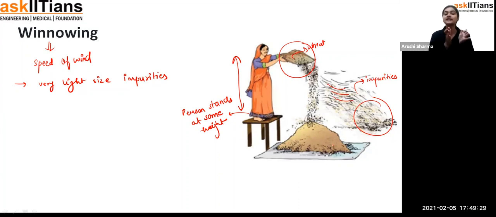So that's how, students, this winnowing method is used with the help of the wind, so that the very light size impurities are separated out from the crops. This is the winnowing method, and it is done in the fields by the farmers. They stand at some height, so that when the wheat is falling down to the ground, the impurities which are lighter in size just get removed with the speed of the wind. Fine. So this is the winnowing method.